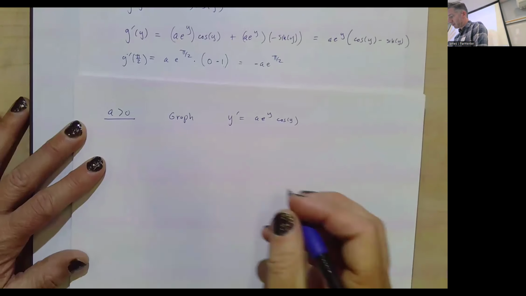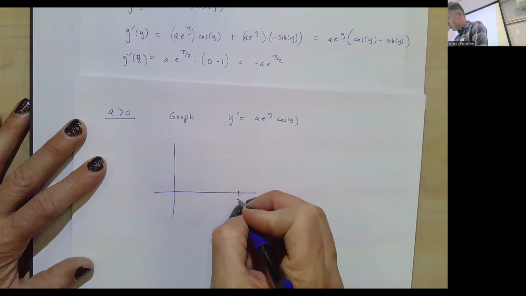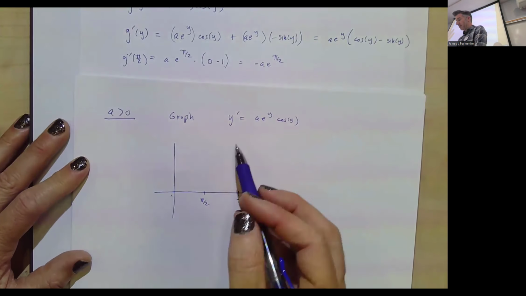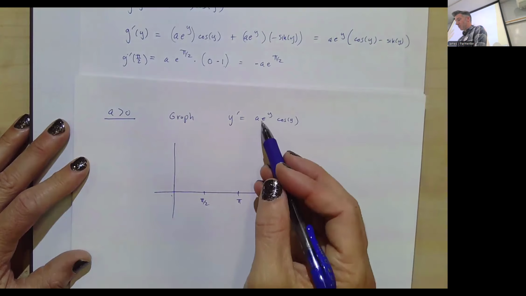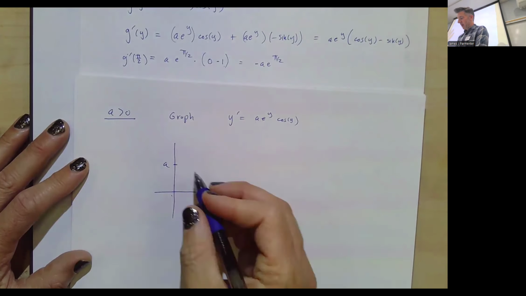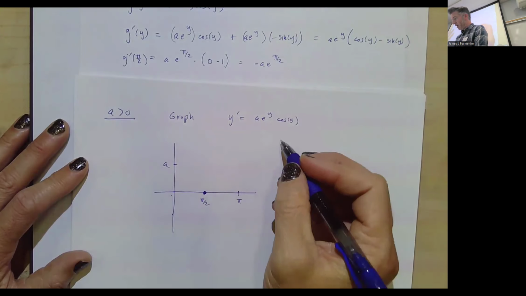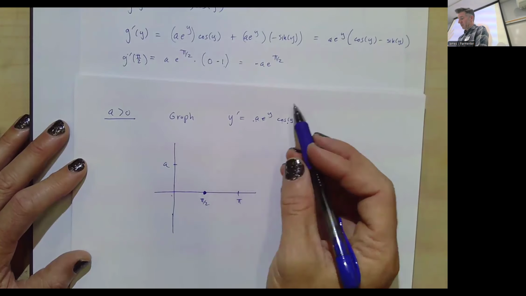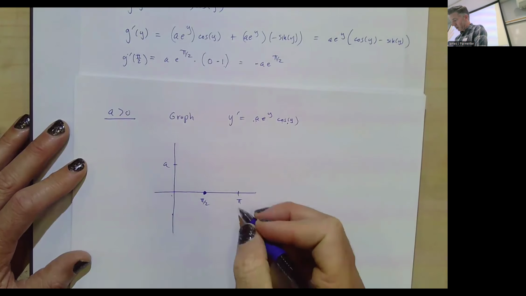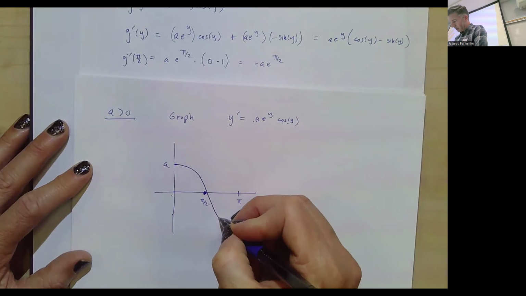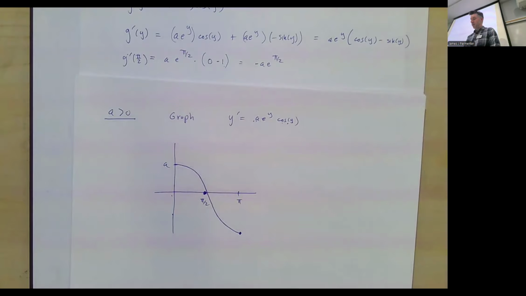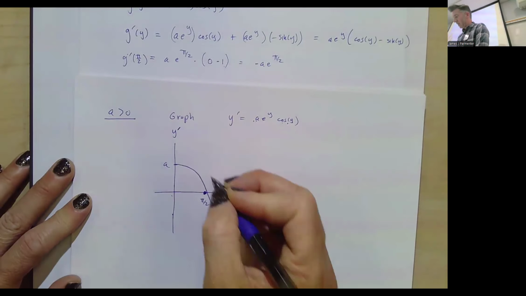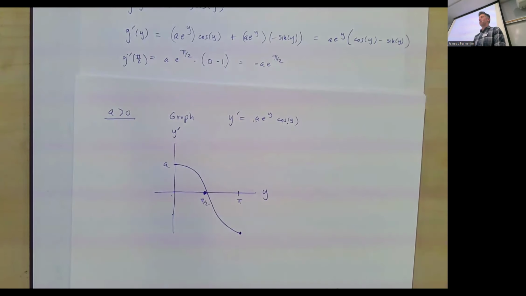So here's what we're getting. When I plug in 0, I get a e to the 0 times cosine of 0, which is a times 1 times 1. When I plug in pi over 2, I get 0. And when I plug in pi, I get a times e to the pi times cosine of pi, which is negative a times e to the pi. I don't care that it's giant. I just care that it's down here somewhere. So it looks something like this. But remember, we are graphing the derivative on the vertical axis versus the function on the horizontal axis.